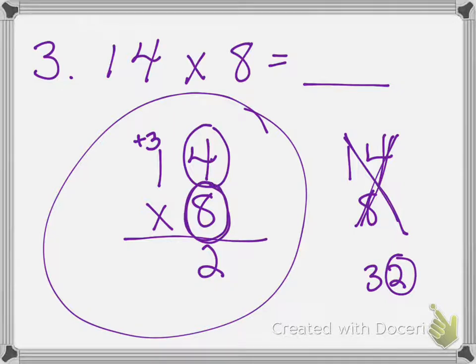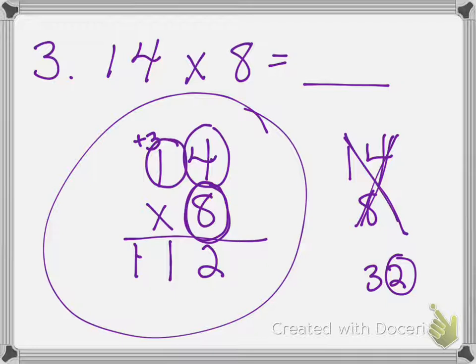Okay, 8 times 1 is 8. Now what do you do? 8 plus 3 is 11. Okay, so our answer is 112.